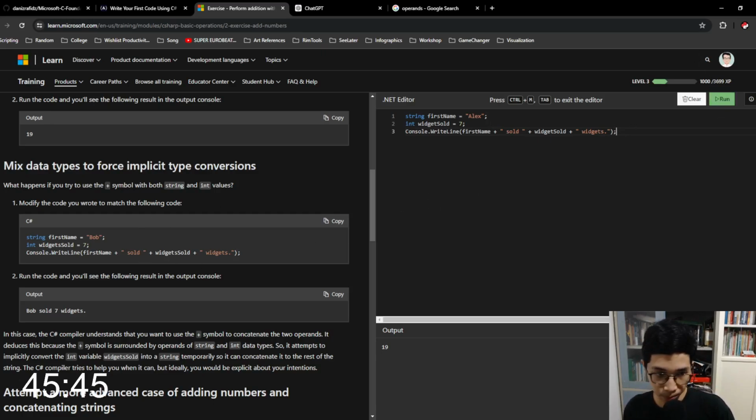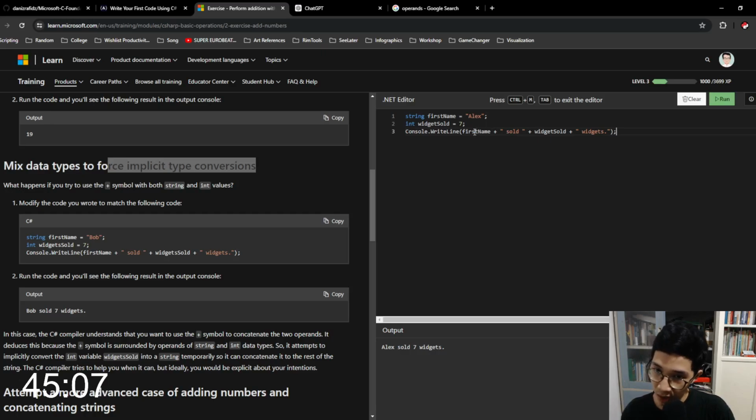Okay, what will be the code if I run the green button? Alex sold 7 widgets. I see. First name plus. Okay, this one, first name, is considered as a string data type, but this is mixed data types. Can we actually mix the data types between integer and string to force implicit type conversion?